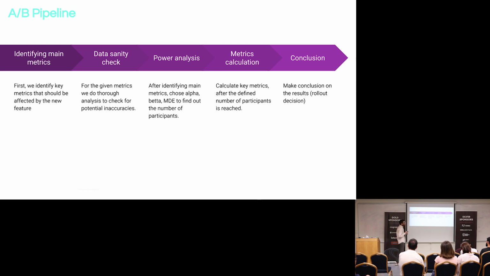And so afterwards, of course, we do metrics calculation. We do the testing. We usually do standard statistical tests like z-test and student t-test. And afterwards, of course, we make conclusions on what we achieved, how we can interpret the results, and of course, the rollout decision, whether it goes live or not.